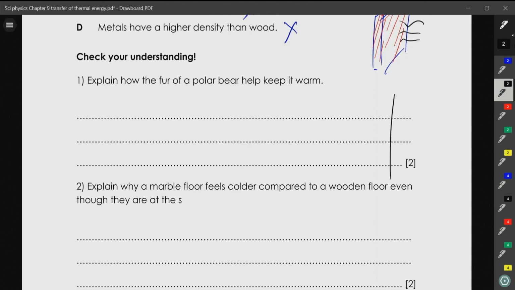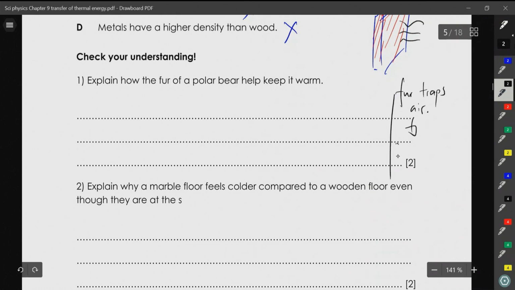The fur keeps it warm because the fur traps air. This is the first point. And then when you talk about fur trapping air, you talk about air being a poor conductor of heat. And then you talk about how this is going to affect heat transfer.